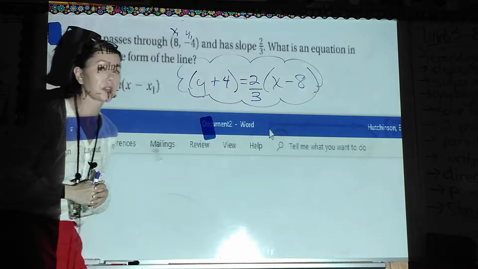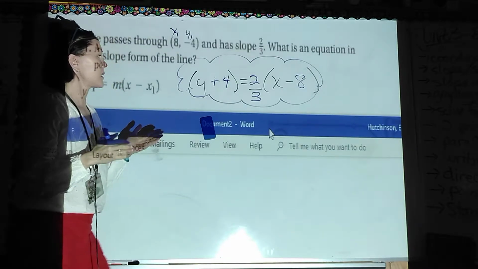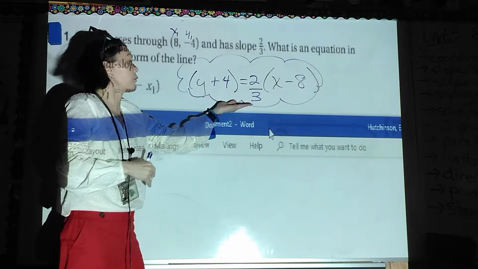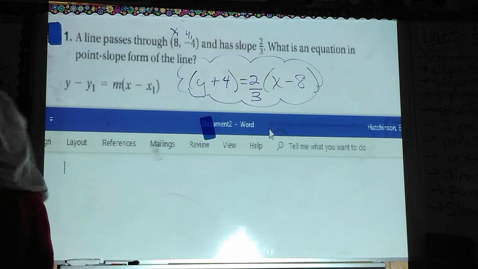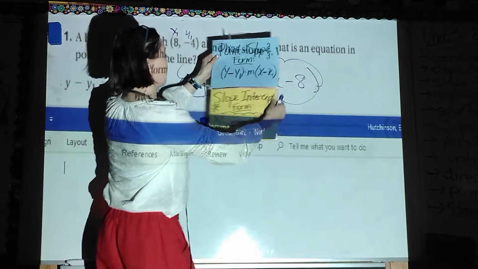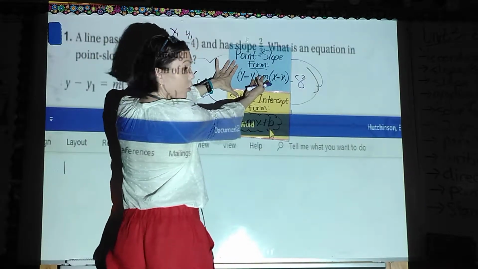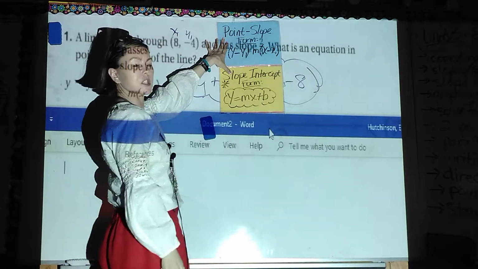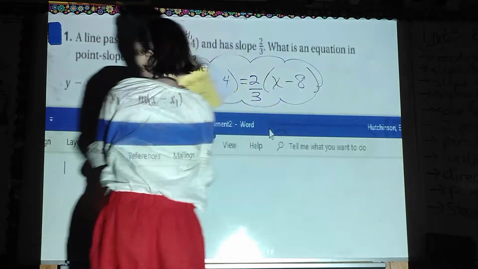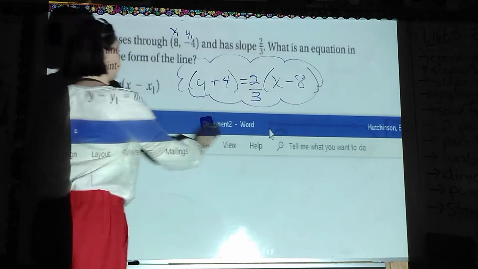So the only other thing you would be asked to do is take this answer, take it from point slope form and solve for slope intercept. Take it from point slope, solve for y, okay? So let me show you that example. Here we go.